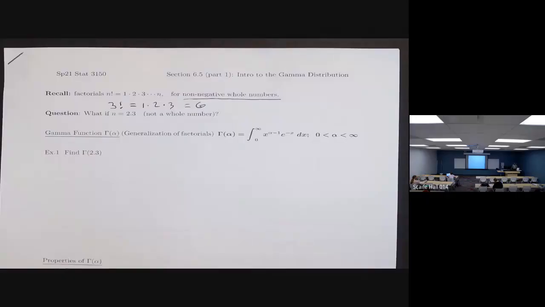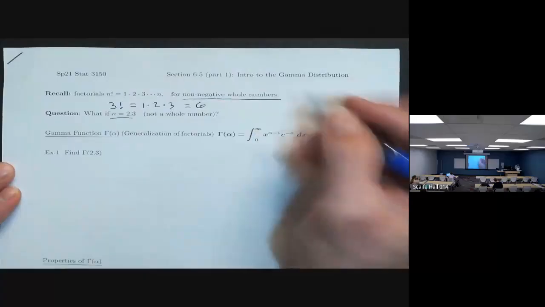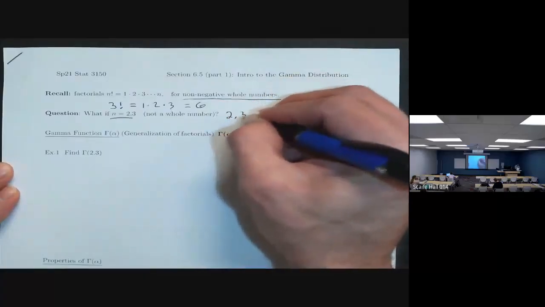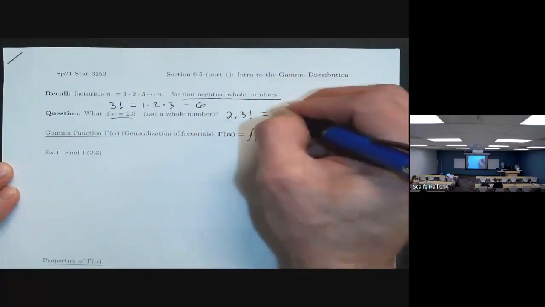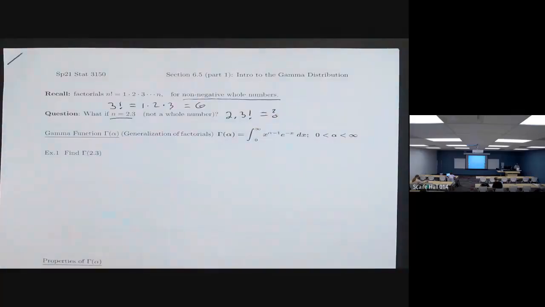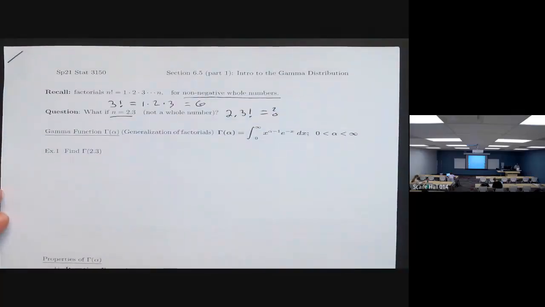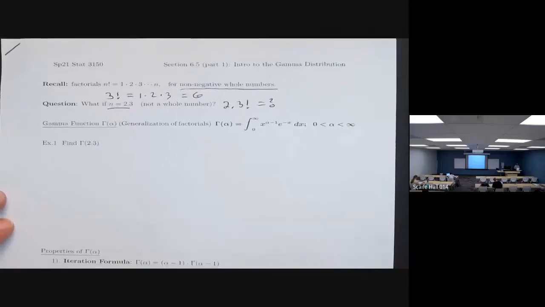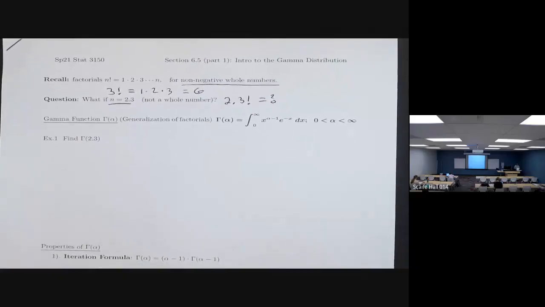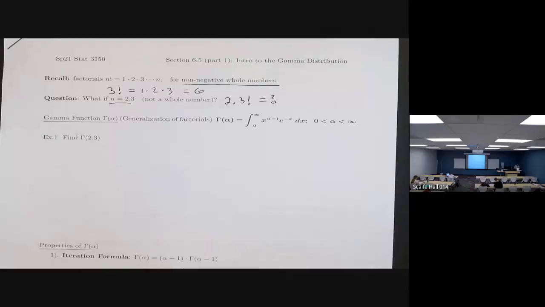But that's if you have a whole number. So what if you don't have a whole number? What if n is like 2.3? What is 2.3 factorial? We don't really have a definition for that, or at least not as of yet. So that's actually what this gamma function is, as weird as it might be. A generalization of factorials is this gamma function.